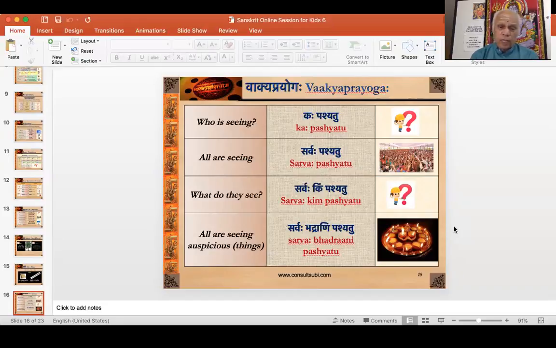All are seeing very auspicious things. Supposing it's a nice lamp or a rangoli or flowers, everything is very auspicious. Sarvaha badrani pashyatu. Badrani means auspicious things. All are seeing very auspicious things. Sarvaha badrani pashyatu. Plural.